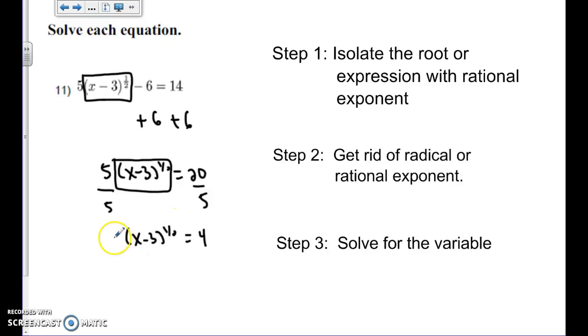Now how do I get rid of something to the 1/2? I'm going to square both sides. So I get x minus 3 equals 16. And then add 3 to both sides, and I get x to be 19.